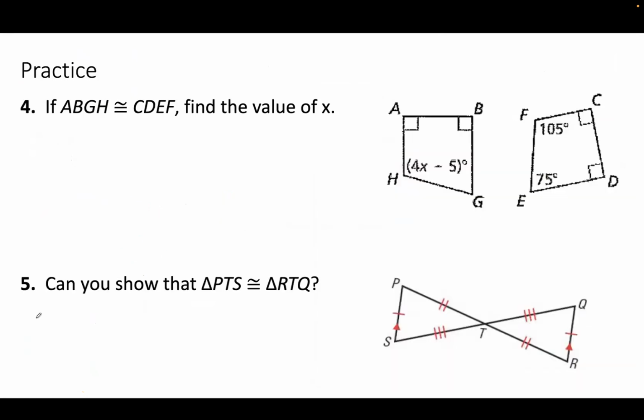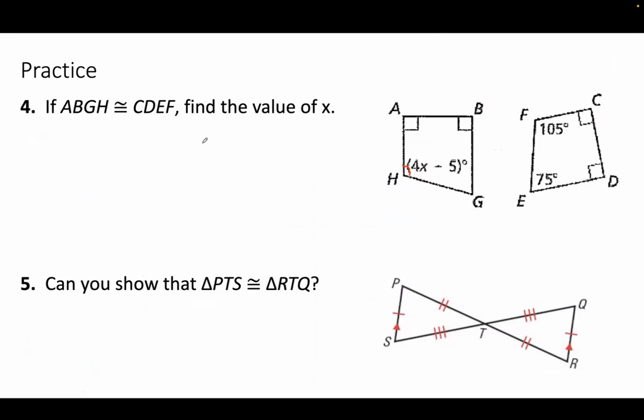Okay, so what I want you to do is pause the video and try these two problems on your own. The 4x minus 5 is a little hard to see. That refers to this angle here, if it's hard to tell. See if you can find the value of x for number 4 and the answer for number 5 as well.